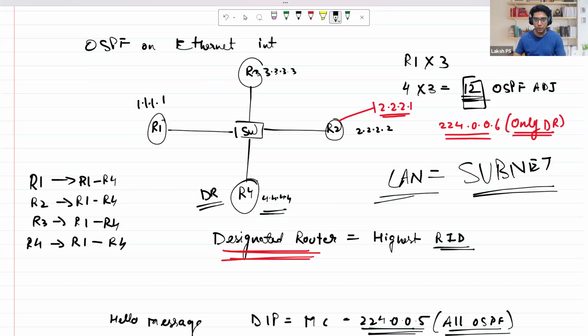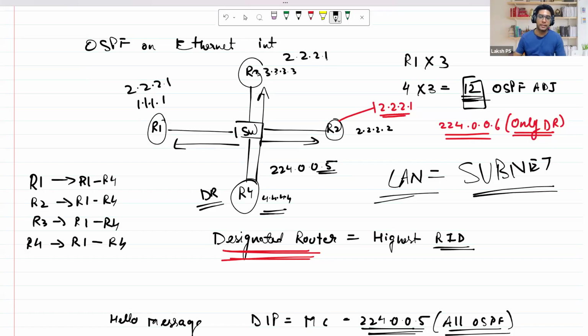Now what is R4 going to do? R4 is now going to send this update to all the routers with the multicast address of 224.0.0.5, which is all OSPF routers. And hence, here R1 and R3 now will know about the new link of 2.2.2.2 and they will add this in their database as well. So now all their databases are the same. It's synced.